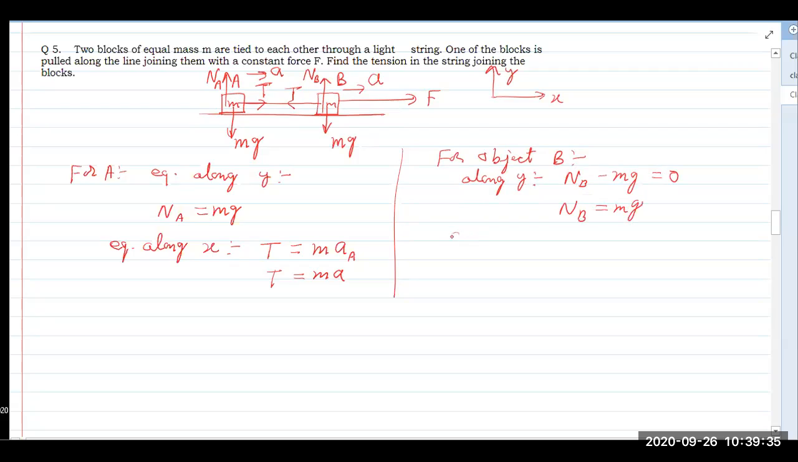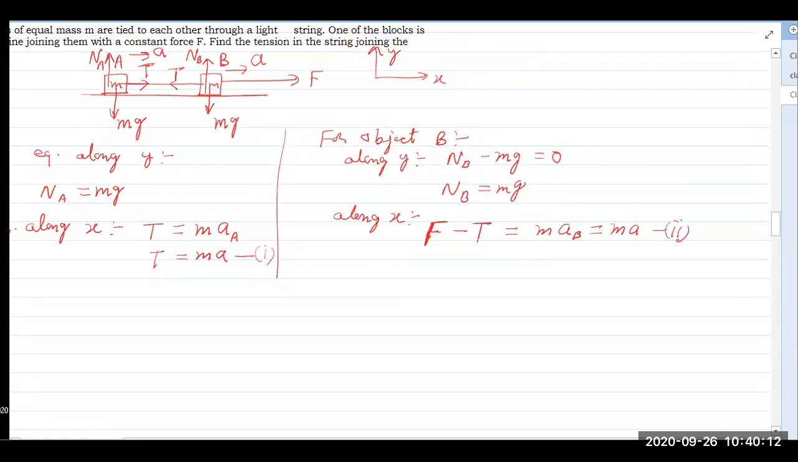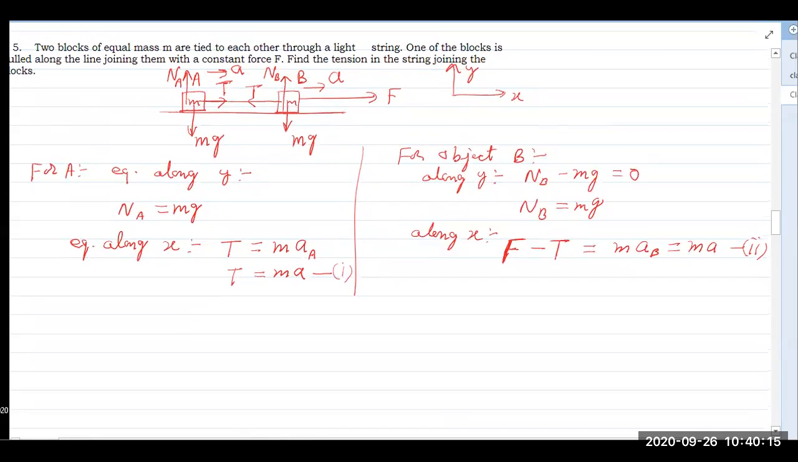Now along X, there is a force F and a tension in the backward direction, only these two forces. So these two will be equal to M times AB, and AB is the same as A. So we can write F minus T equals MA, and we have T equals MA. Suppose this is equation 1 and this is equation 2. If you solve these two equations, you can replace the value of T.